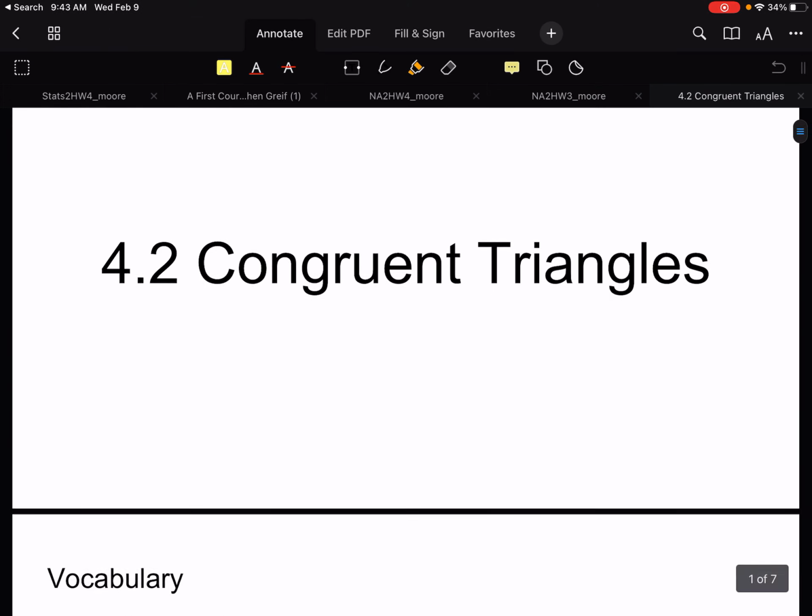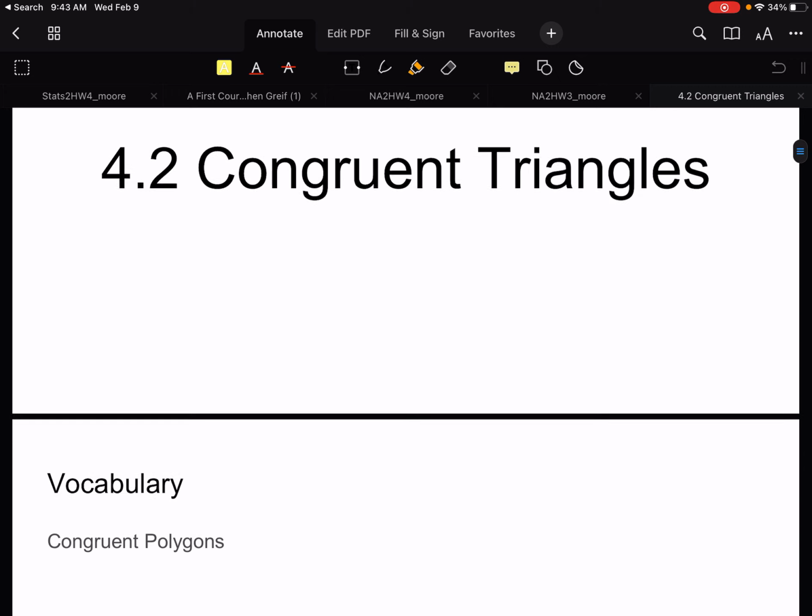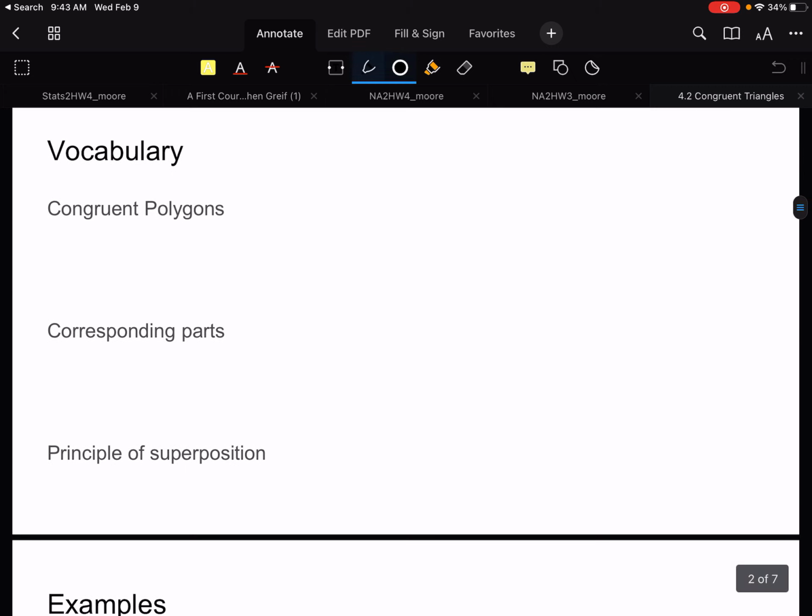All right, so we are in 4.2 and now we're talking about some congruent triangles, but we have to start off as always with some vocab review. Again, you've written these down, but we have to go over them just to make sure you remember what they are. So congruent, remember the word congruent means the same.